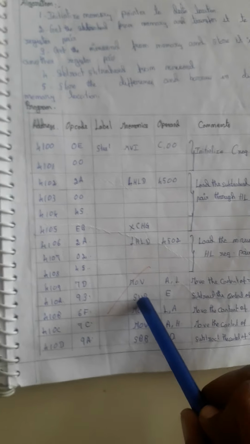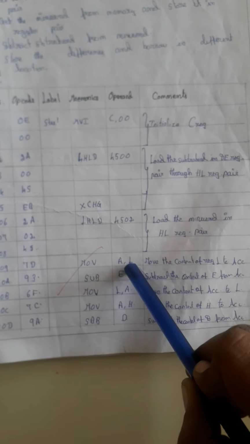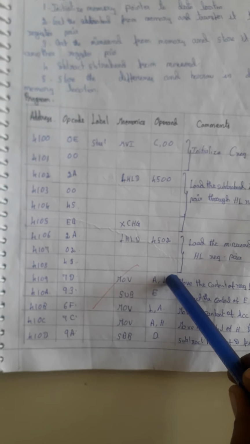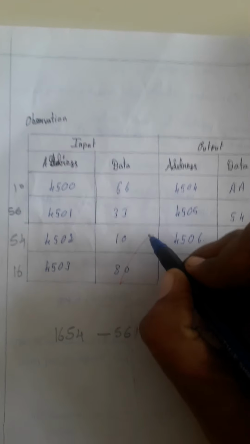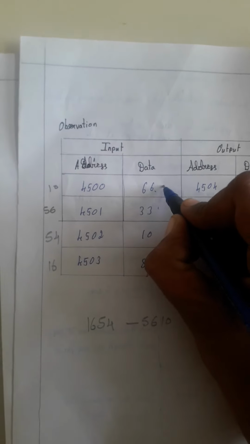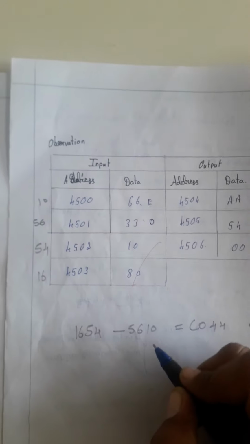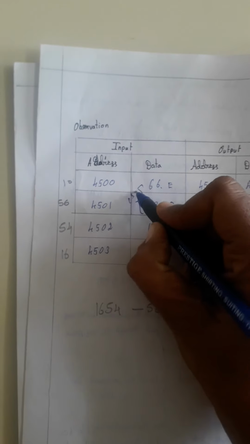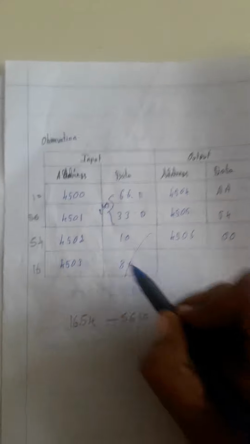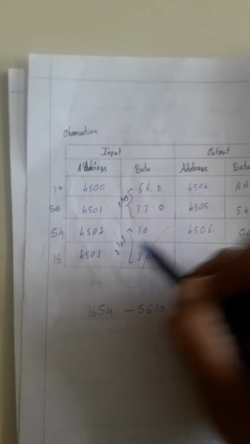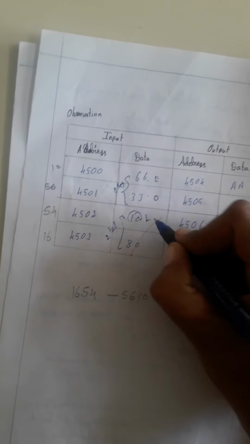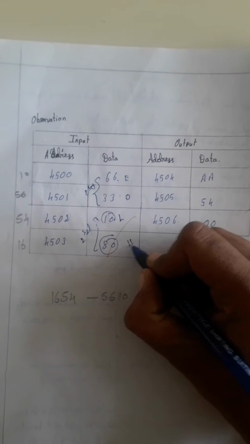Now the first 16-bit data is available in the DE register pair. This part is available in E and this part is available in D. So these together are the first 16-bit data. Then this is the second 16-bit data. In this, 10 is available in L and 80 is available in H.